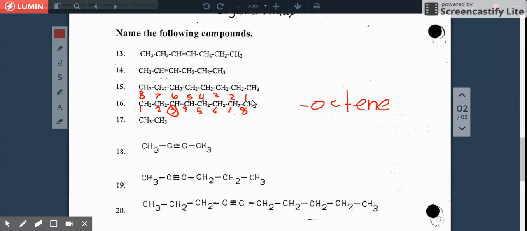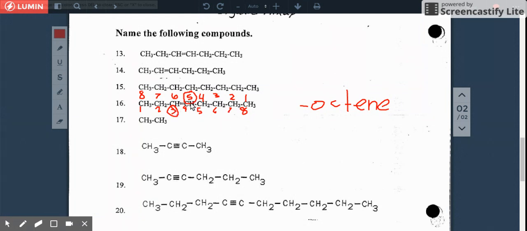Just to verify, let's count from right to left. 1, 2, 3, 4, 5. Technically, the double bond could start on the 6th carbon, but I'm going to go with the lower number. That's what chemists like to do. It technically starts on the 5th carbon. Now, the name could either be 5-octene or 3-octene, and that number tells us where the double bond is.